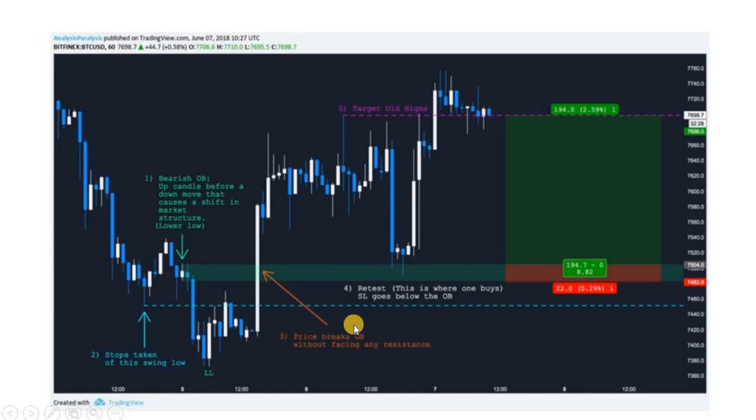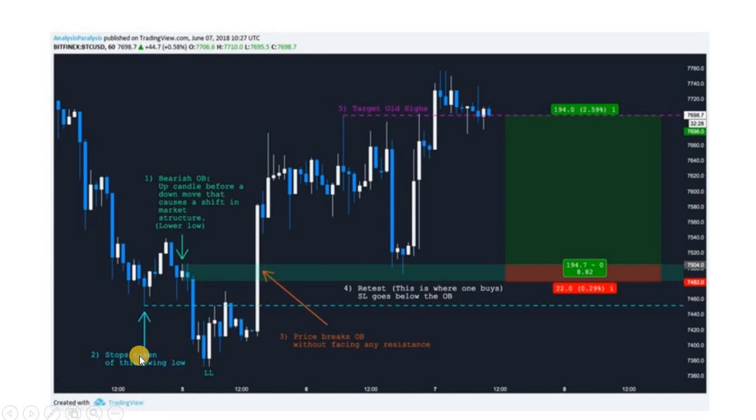So finally, I have another example. As you can see in this chart, this is BTC USD 1 hour chart. Look carefully at the bearish order block, the up candle before a down move that causes a shift in market structure, lower low. That is a break of structure here, right?